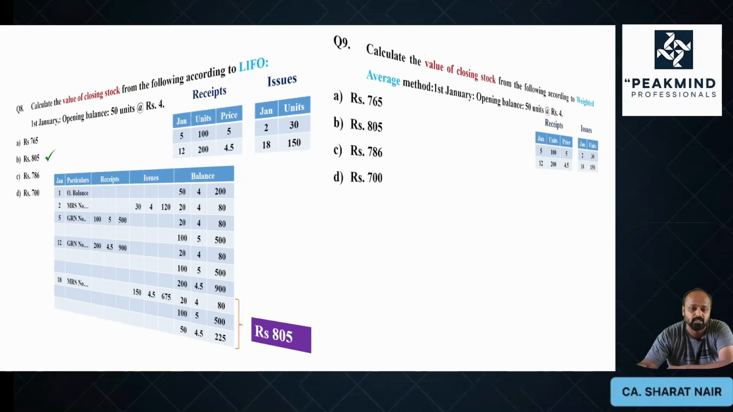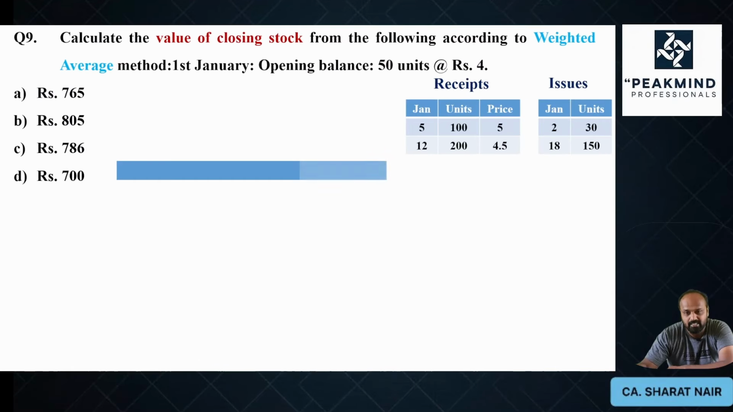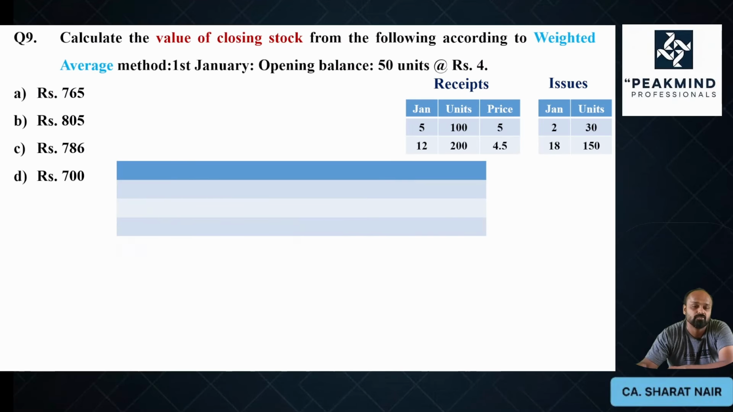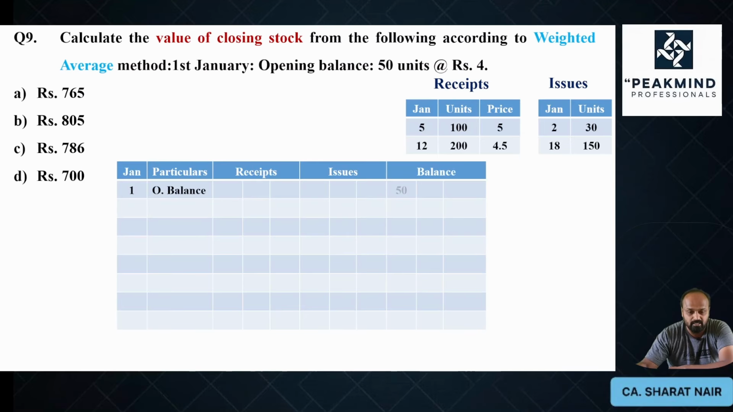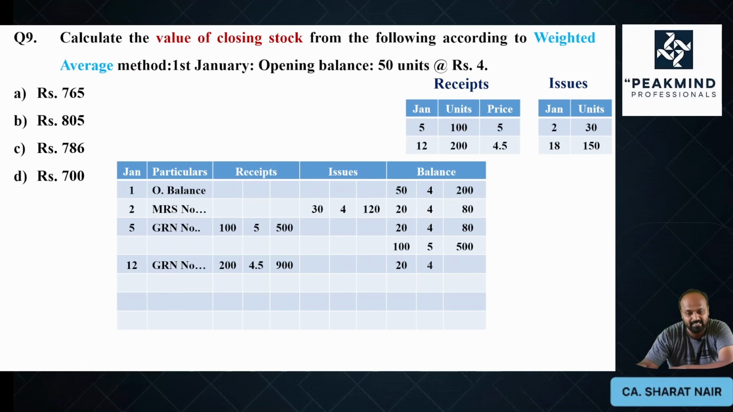Moving ahead to the next MCQ, same details of the question, only thing is they are asking us to find out using the weighted average method. So without wasting further time, we are discussing only the area where the difference comes in and moving on. Everything is the same. The goods receipts on the 5th and 12th are the same; only at the time of the 18th will it create an issue for me. So let's discuss the 18th.